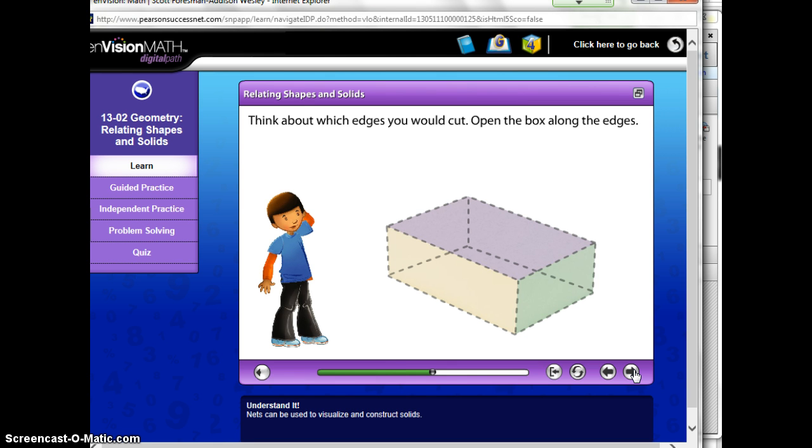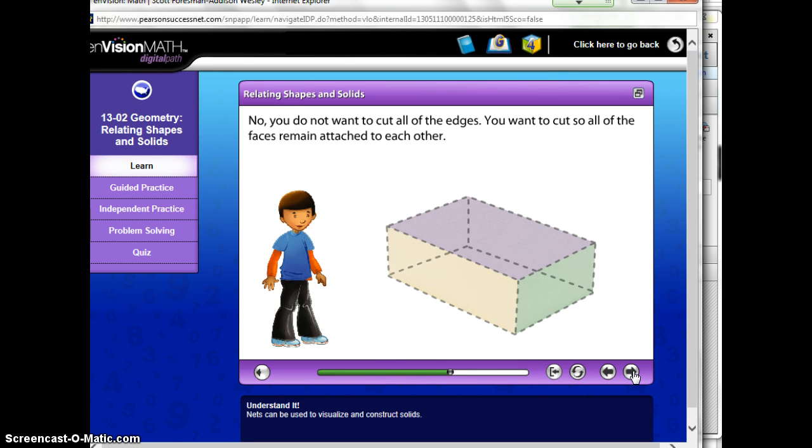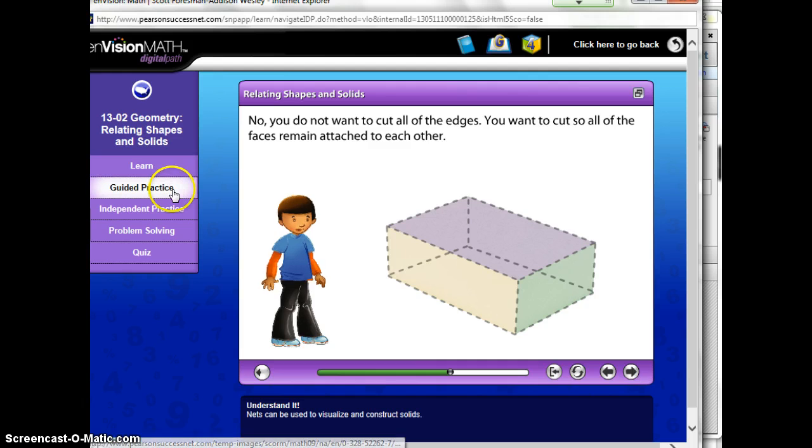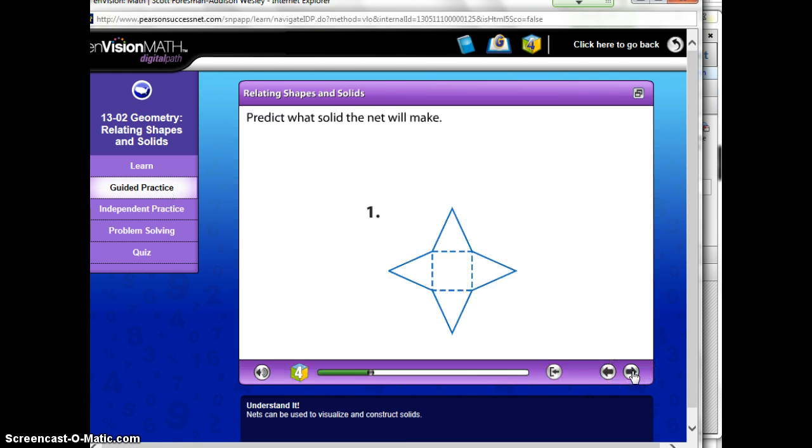You'd have all separate pieces. We need to keep them connected. Cutting all the edges wouldn't work because we want them to stay attached to each other. So, I want you to take a look at this figure. If you folded that figure on the dotted lines, just folded them, what shape would it make?